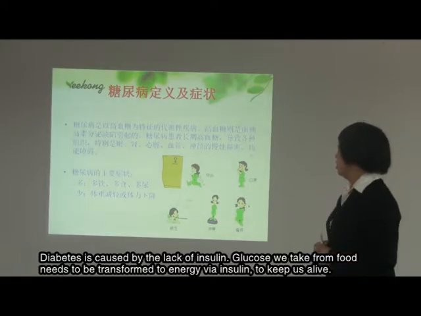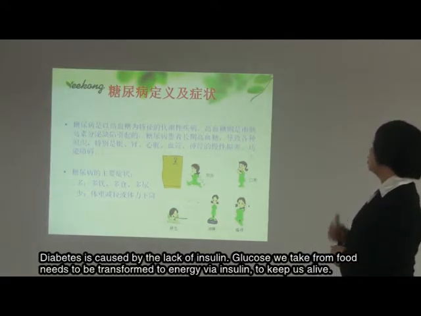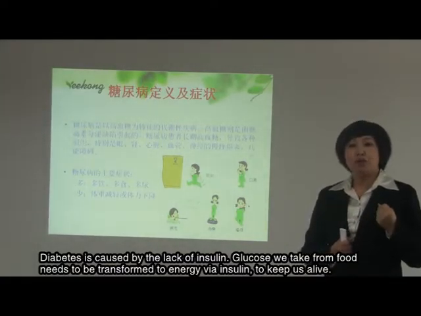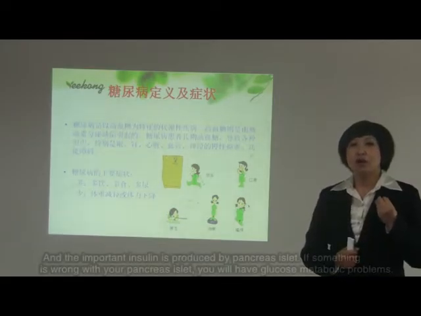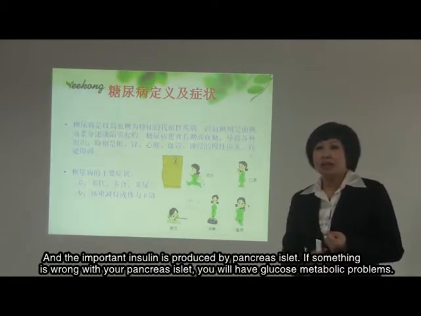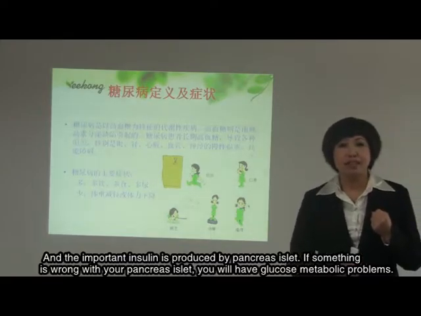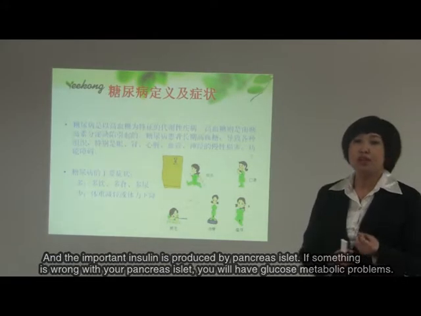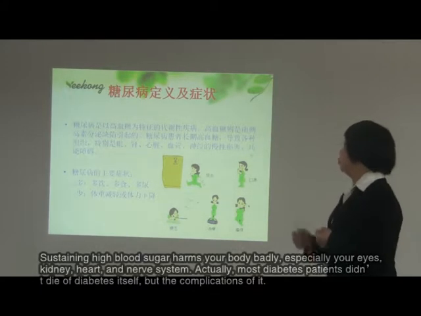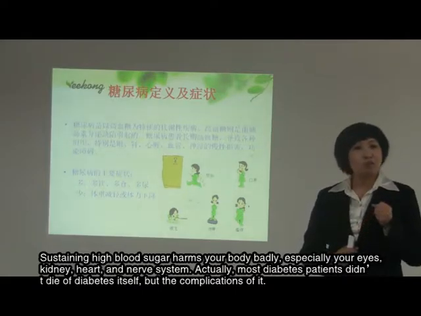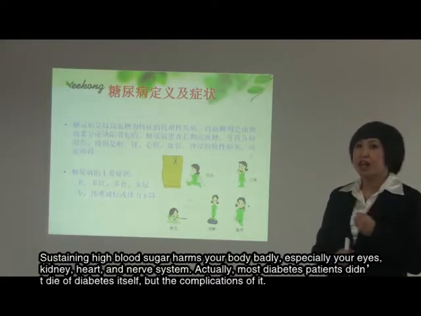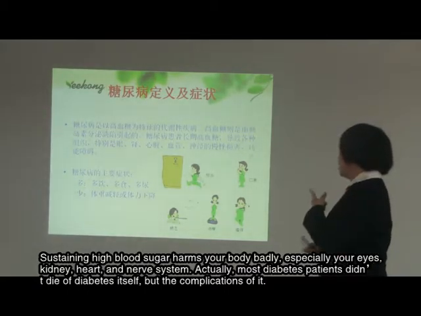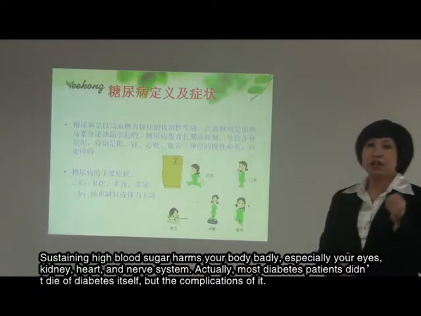Diabetes is caused by the lack of insulin. Glucose we take from food needs to be transformed to energy via insulin to keep us alive. And the important insulin is produced by the pancreatic islets. If something is wrong with your pancreatic islets, you will have glucose metabolic problems. Sustaining high blood sugar harms your body badly, especially your eyes, kidney, heart, and nervous system. Actually, most diabetes patients didn't die of diabetes itself, but of its complications.